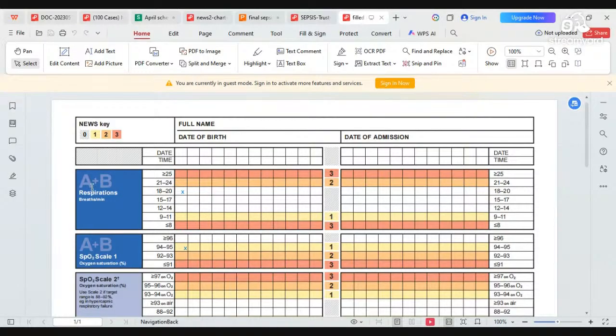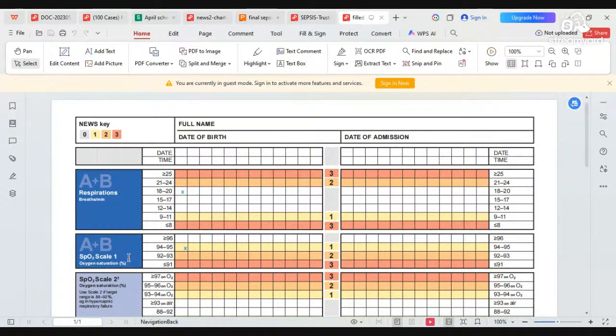Now for respiratory rate, our patient had a respiratory rate of 20. Now it's under the clear section, that it's white. So this automatically respiratory rate is 0. So we have 0. Now, if you move on to the next section, so you're looking at the patient's SpO2.